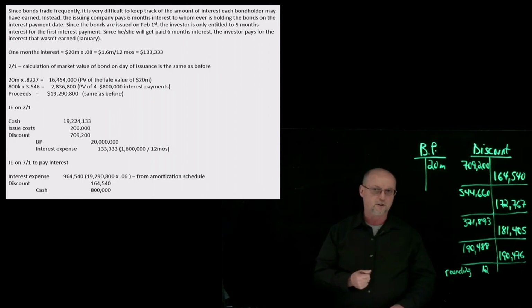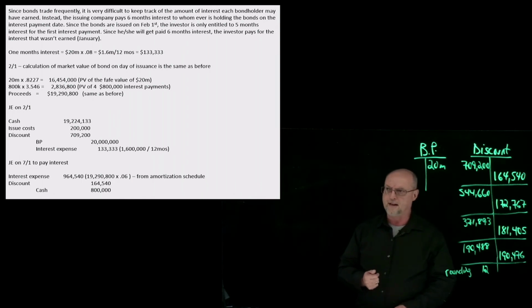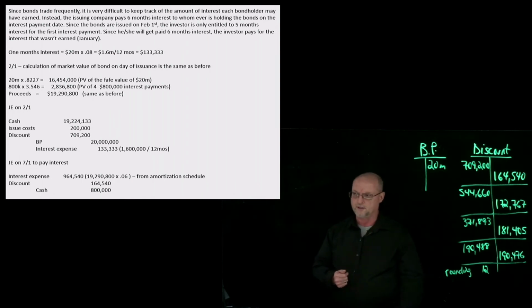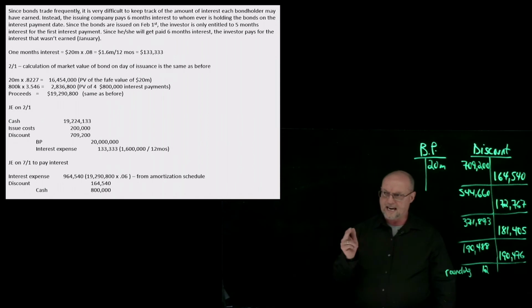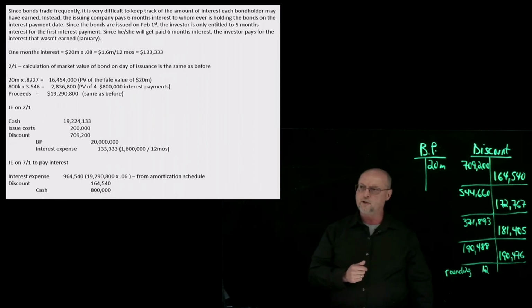$19,290,800. That should look the same because it is the same. Look at the journal entry on Feb 1st. I have to walk you through this. Okay, so notice the cash proceeds, $19,224,133. I need to explain how we got to that number.